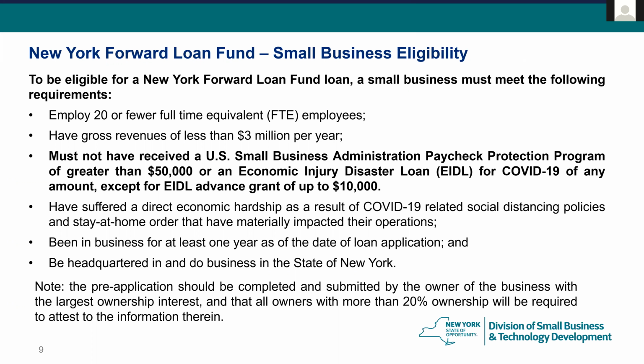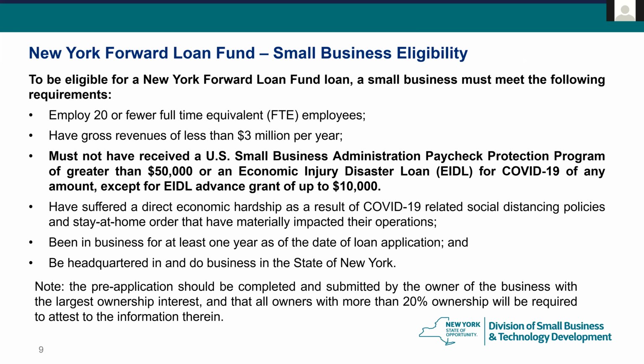You have to have either not received an economic injury disaster loan or a paycheck protection loan of greater than $50,000. And again, you can have received an EIDL advance grant of up to $10,000. You have to, of course, suffer a direct economic hardship as a result of COVID-19, and that's pretty straightforward. I think everyone really has. You need to have been in business for at least a year as of the date of loan application. And you have to be headquartered in and do business in the state of New York. So it has to be a New York-based business to apply.